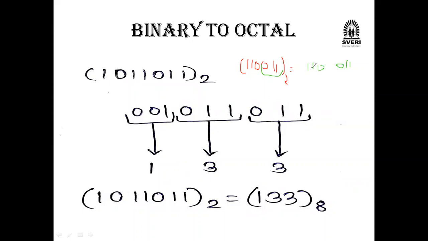110 is nothing but 4 plus 2, which is 6. And 2 plus 1 is 3. So 363 is the correct answer.